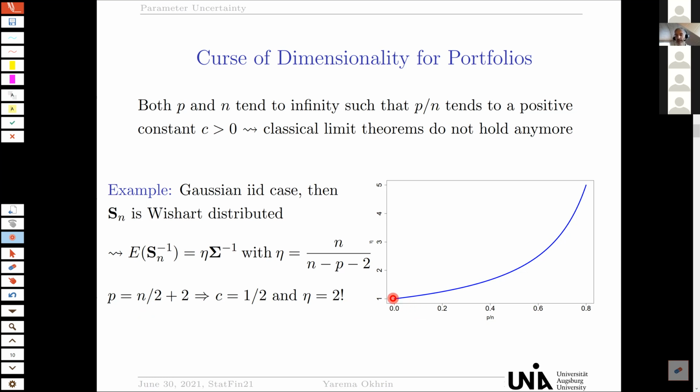So this is again a formalization of what happens if we try to compute the expectation of the precision matrix for large values of p relative to n.